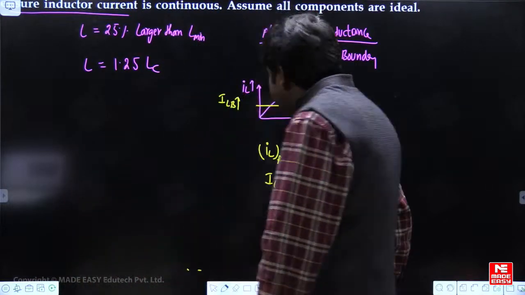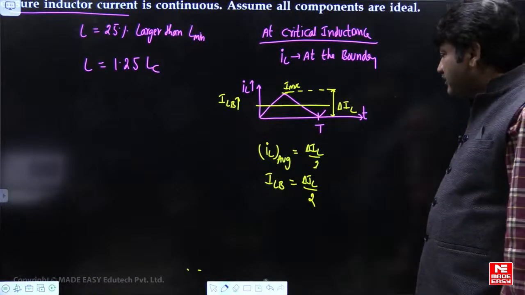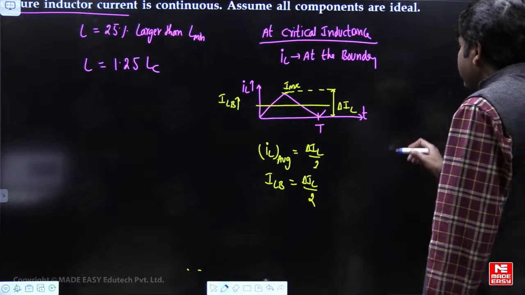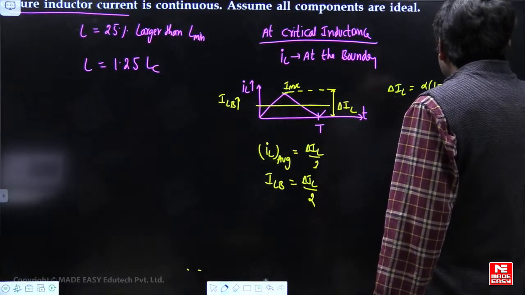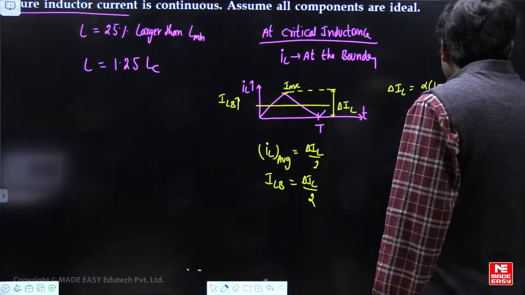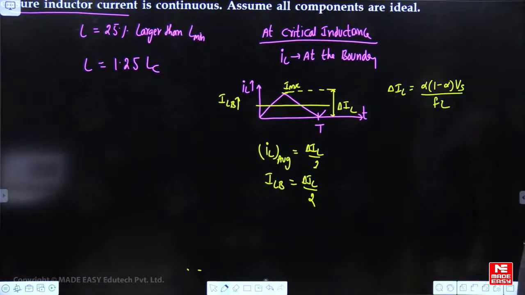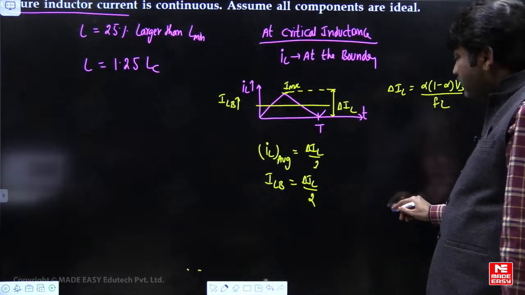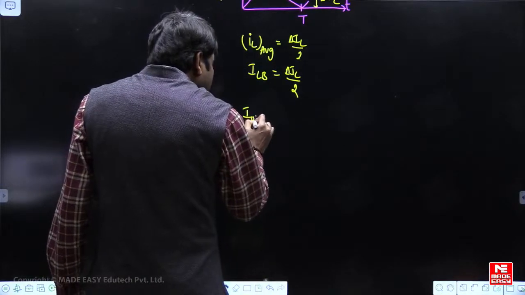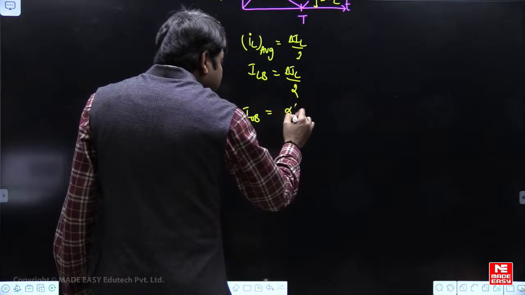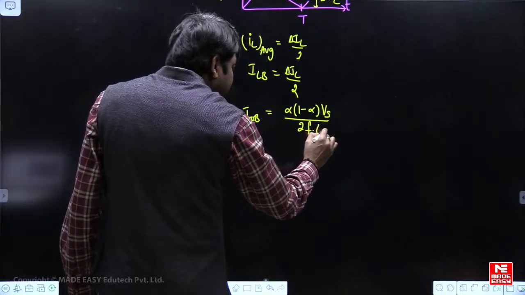Dear student, this formula is applicable only at the boundary. So how do you find the ripple for a buck converter? For a buck converter, the ripple in the inductor current is alpha into 1 minus alpha into Vs by F into L. Now one more point. In the case of a buck converter, IL average at the boundary is the same as the output current at the boundary. So delta IL by 2 is alpha into 1 minus alpha into Vs by 2 into F into Lc.